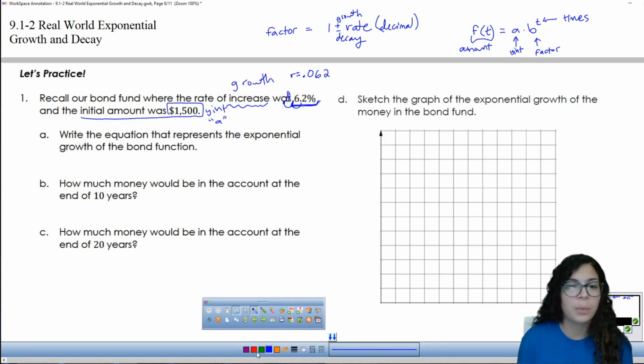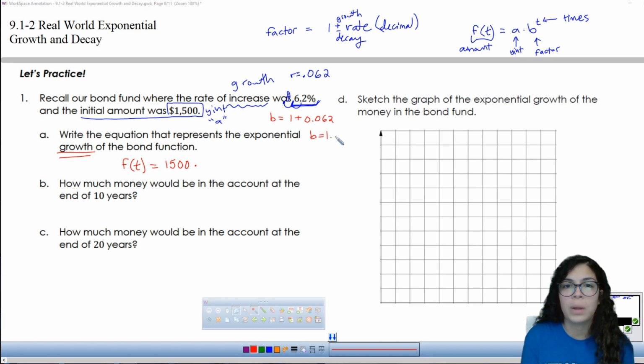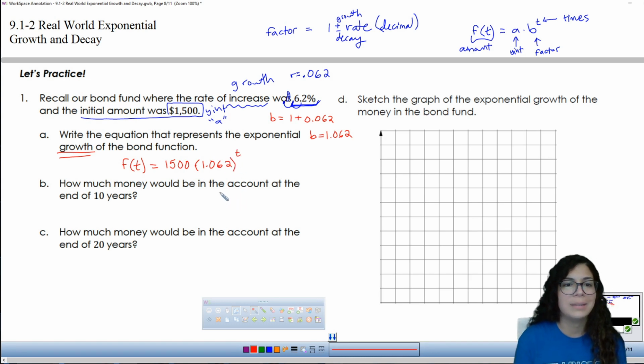So we're going to write the equation that represents the exponential growth of the bond fund. We know that it is growth because it is increasing by the rate. So let's write our function: f of t equals, the initial amount is a, so that's 1,500, times the factor. Since this is growth, b is 1 plus the rate, so we add 0.062. So b is 1.062. So this is 1,500 times, we can also use parentheses for multiplication, 1.062 to the power of t. So that is the function.